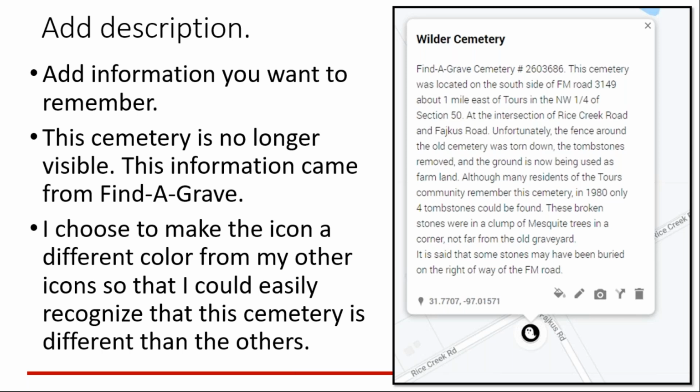I also chose to make the icon a different color from the other cemeteries that I was mapping. That way, just at a glance, I would recognize that there was something different about the cemetery. And then when I click on it, I can read this description and know why.